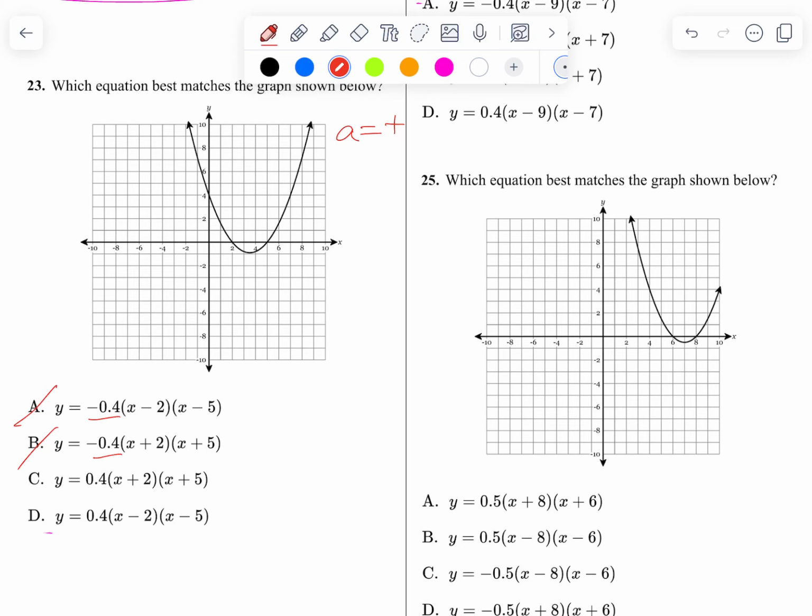So this is in factored form. I look right here at where the x-intercepts are. One's at 2 and one is at 5. So this has to be x minus 2 and then x minus 5. I'm going to take a look here. This one has a plus, so this one's out. So this has to be the answer.